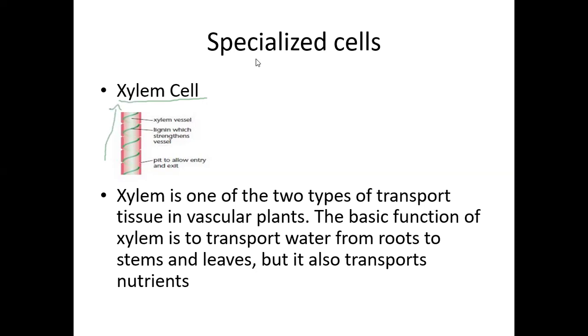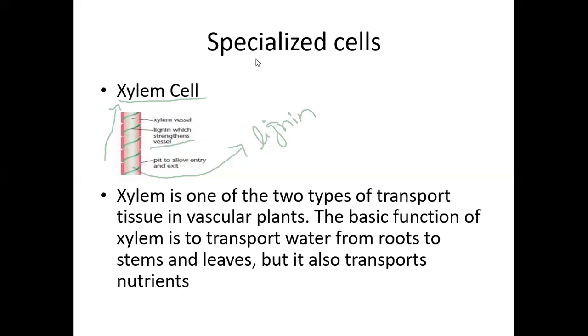Its structure is very different from other cells because it has to conduct water. For conduction there should be a lumen inside; there should not be cytoplasm or a nucleus inside. Besides this, the xylem cell wall is made up of lignin, which strengthens this vessel. It is a non-living material which helps to support the high water pressure in the xylem vessels.